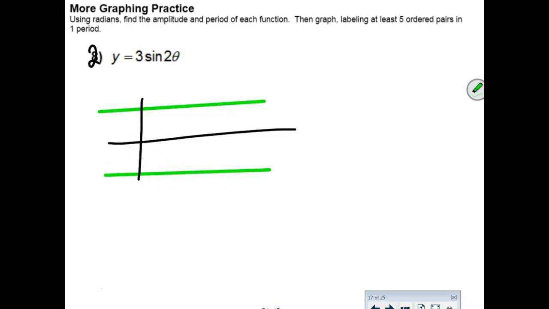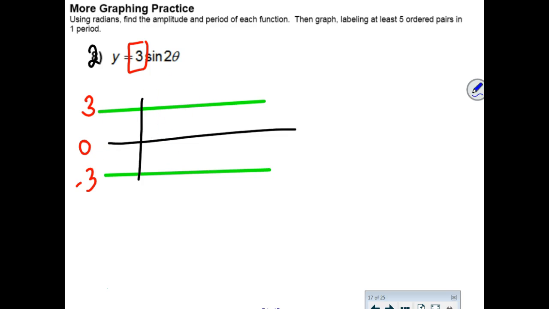Just leave it. I don't even care anymore. All right, so the midline is 0. The amplitude is 3 units up and 3 units down, so whatever. As long as you label it right, it doesn't really matter what your graph looks like. Well, that's not true. Should have the general shape.